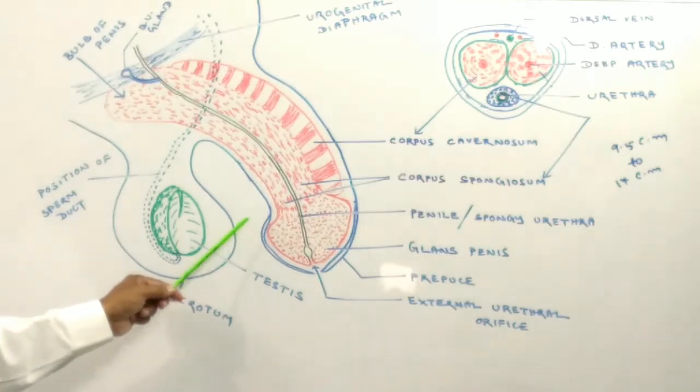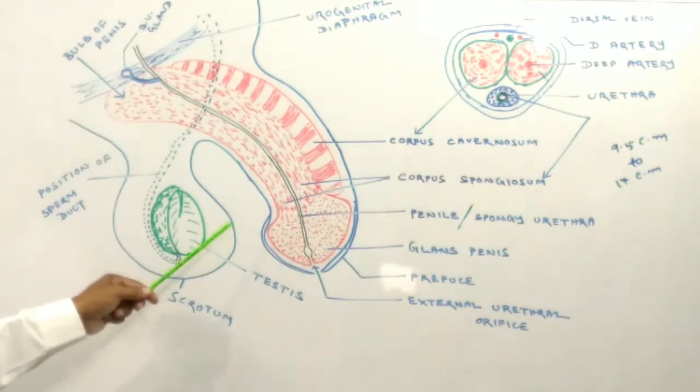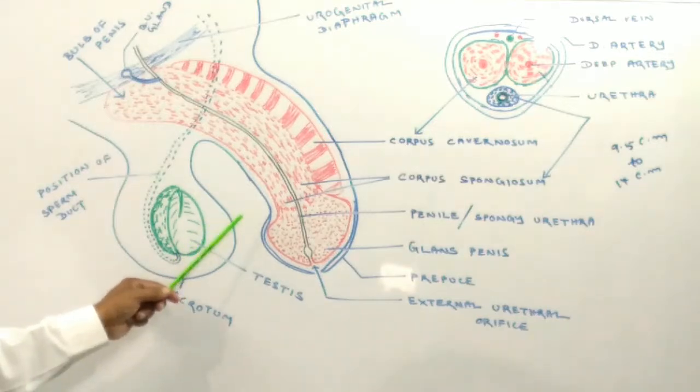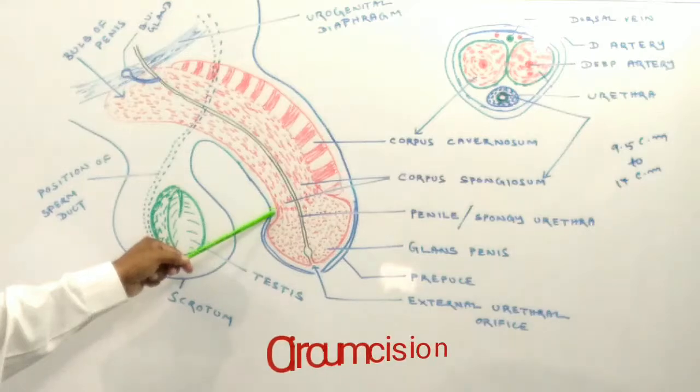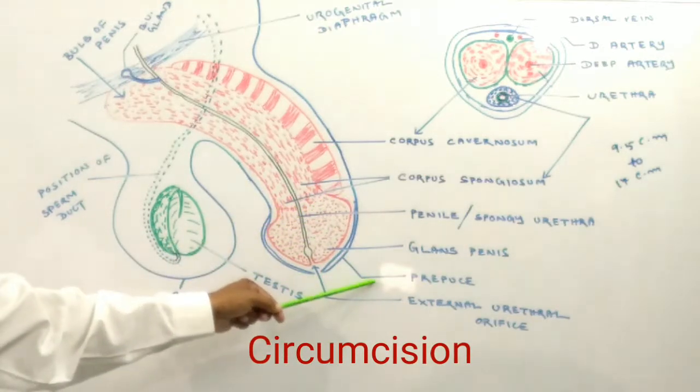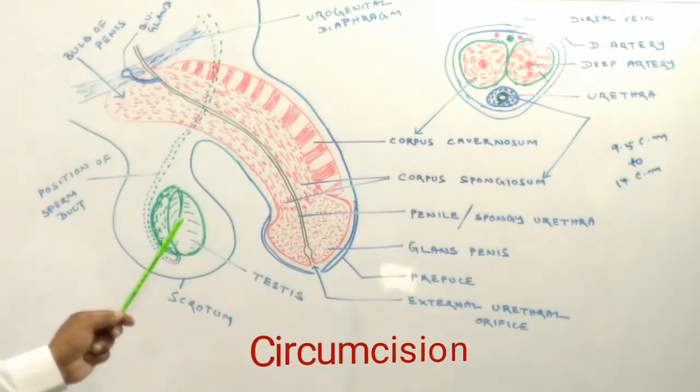Frequently, the foreskin is surgically removed shortly after birth. A procedure is called the circumcision. So, the removal of prepuce is known as the circumcision.